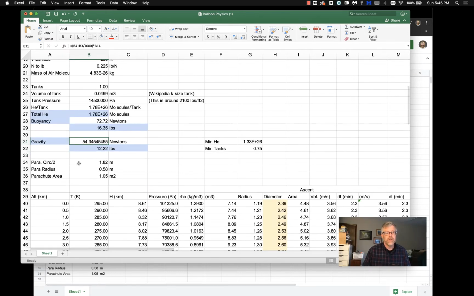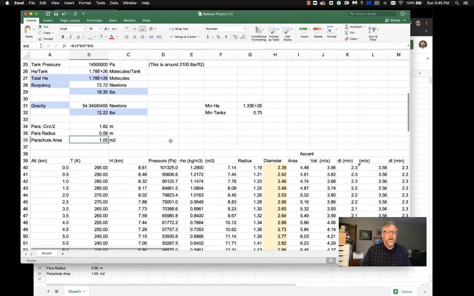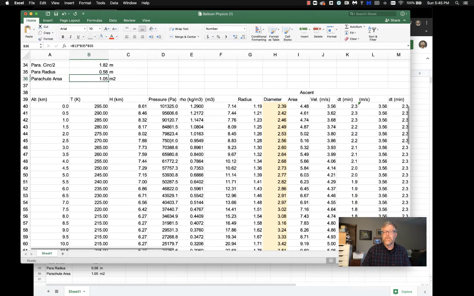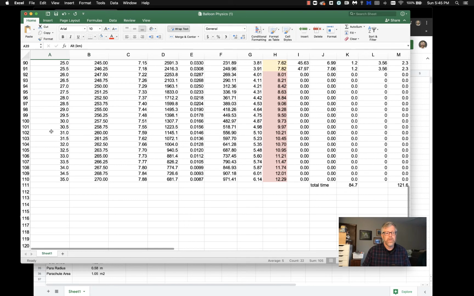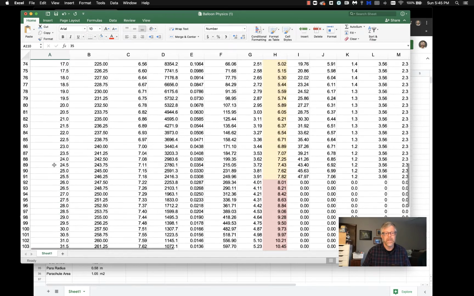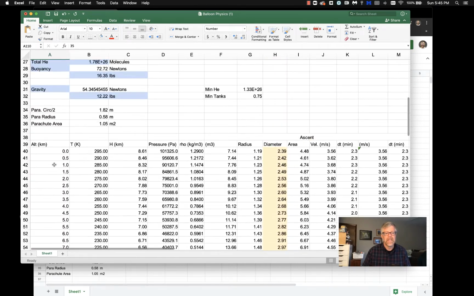For the parachute, we're just basically figuring out the parachute area here. So we figured out the parachute circumference divided by 2, and then the radius, and then the parachute area from there. Okay, now the real meat and potatoes of this is that we have altitude here, and we go from 0 to 35 kilometers. That's about the maximum that you would ever really expect to get with a balloon.